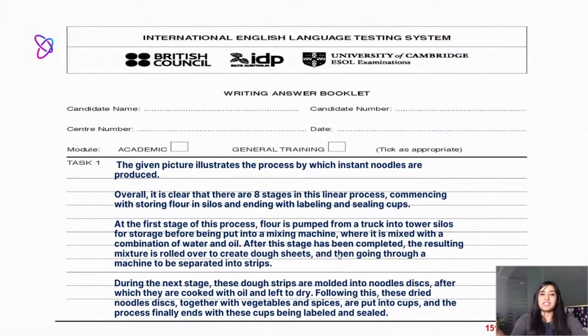During the next stage, these dough strips are molded into noodle discs, after which they are cooked with oil and left to dry. Following this, these dry noodle discs together with vegetables and spices are put into cups, and the process finally ends with these cups being labeled and sealed. How did you find that answer? Did we cover all the steps? Did we mention how many steps there are?